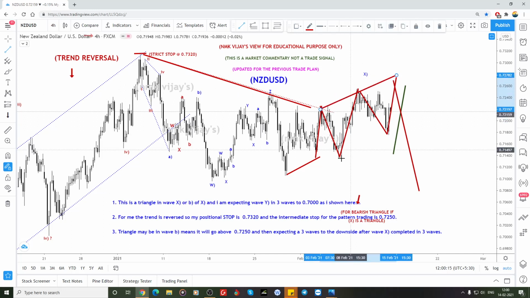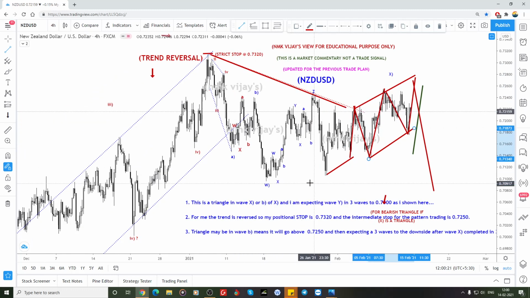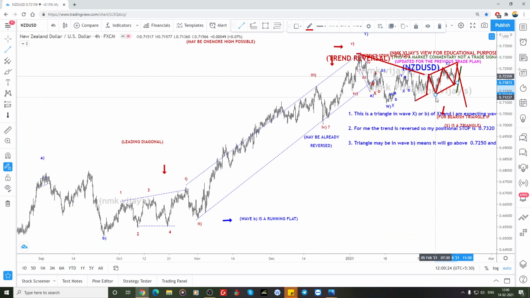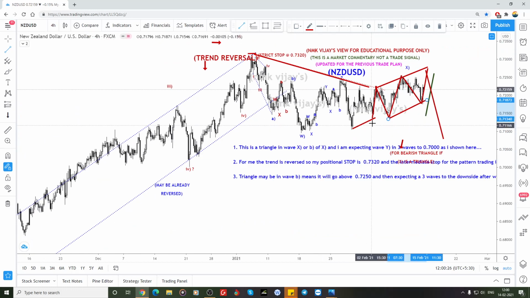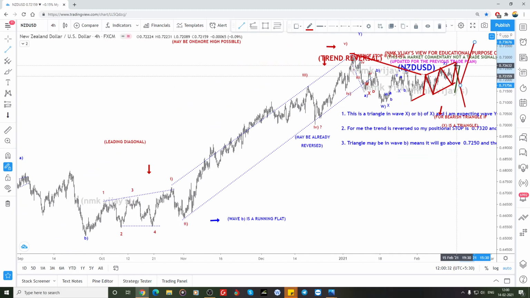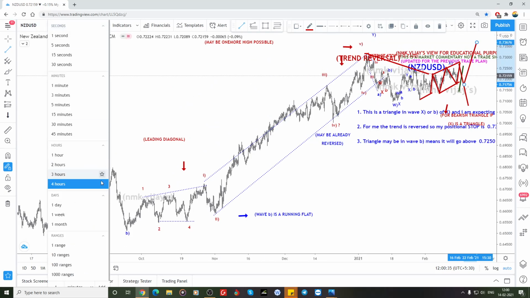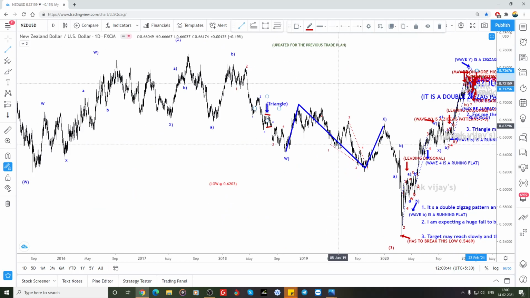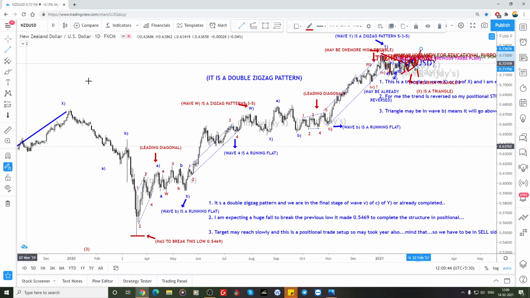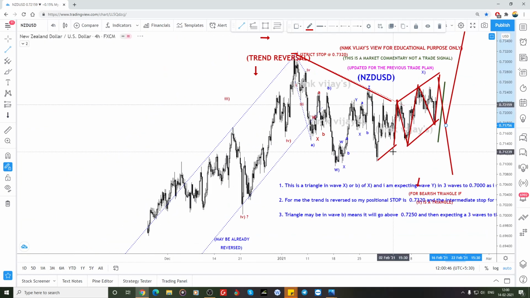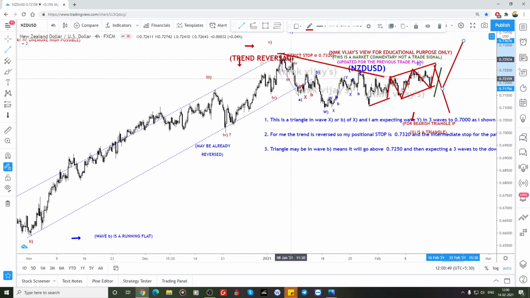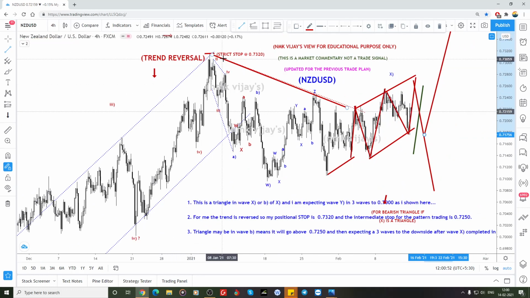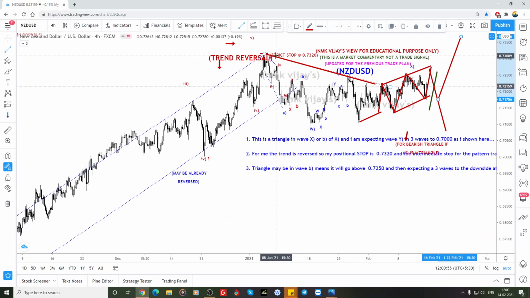So this could be a leading diagonal in wave A, because this could be a triangle, which means this is the Y and X has to end here. So this is the A, B. After the B, it can continue to the high for that 0.75, which is also a previous resistance zone. That could be the end of that Z wave, I'm expecting. But I'm not sure whether this is the reversal. I took this as a trend reversal from here itself in the Y, according to the DXY.